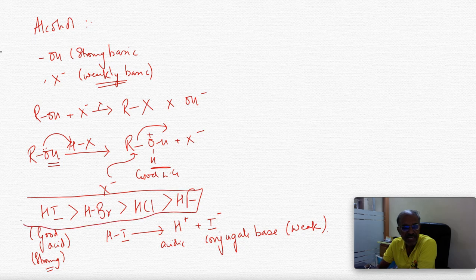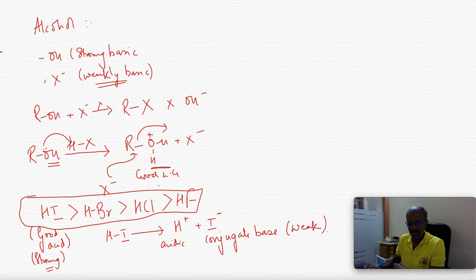The acidity pattern: HI is more than HBr, which is more than HCl. In your school days you might have read about HCl in the laboratory, but that does not mean HCl is a very strong acid. No, HI is a stronger acid as compared to HBr, then as compared to HCl and as compared to HF, right?